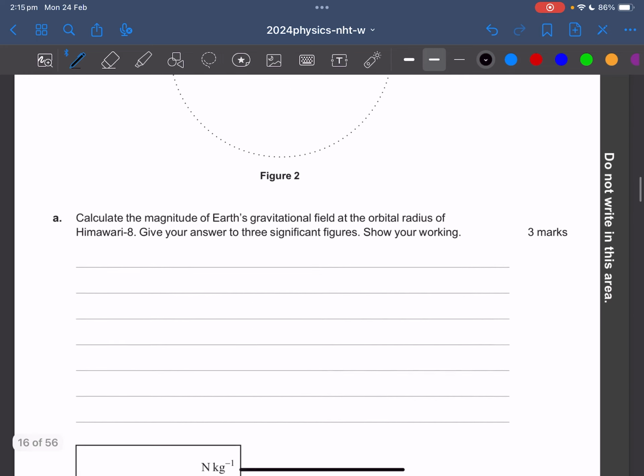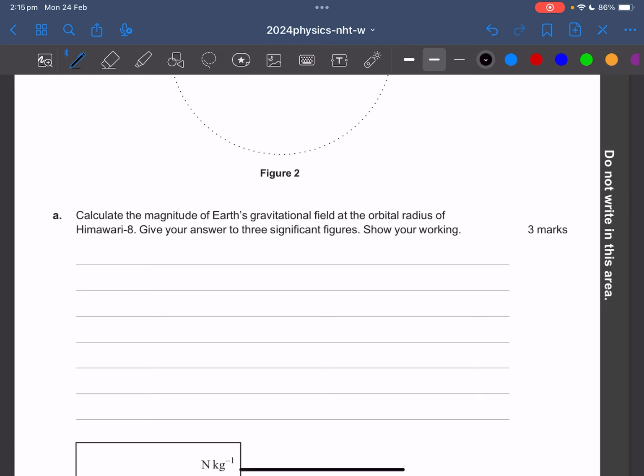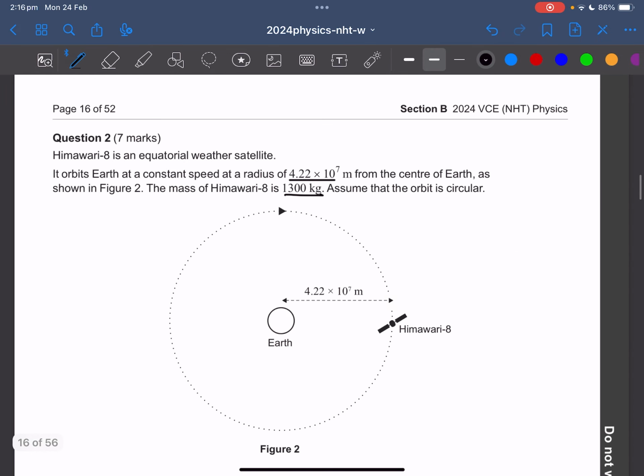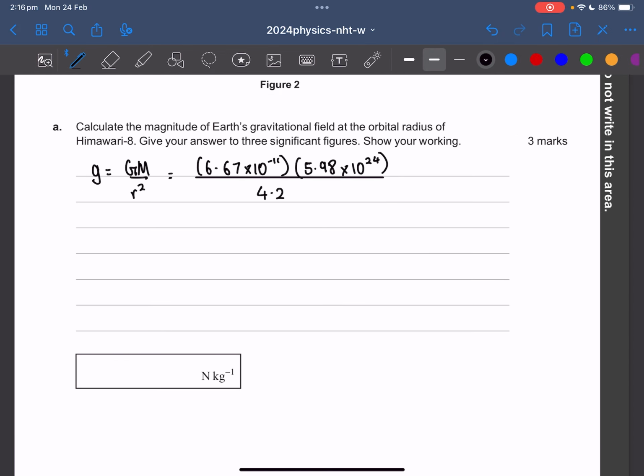Calculate the magnitude of Earth's gravitational field at the orbital radius of Himawari 8. Give your answer to 3 significant figures and show your working out. So we just have to use one formula, which is g = GM/r². G is a constant, 6.67 × 10^-11, times the mass of Earth, 5.98 × 10^24, divided by r, the orbital radius, which is 4.22 × 10^7, all squared.